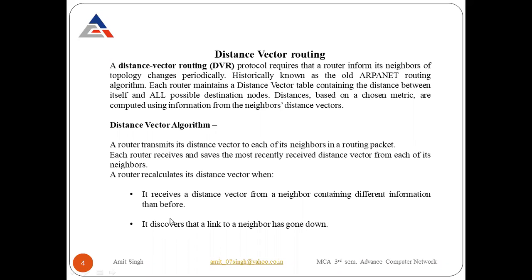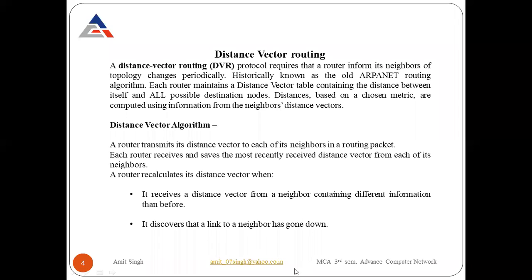A router recalculates its distance vector when it receives a distance vector from a neighbor containing different information than before. If the distance information is changed, suppose firstly the distance from A to B is 7. Due to some reasons, now the distance becomes 5. Only whenever there is a difference can it change the information.